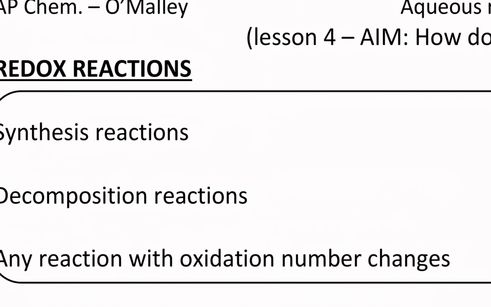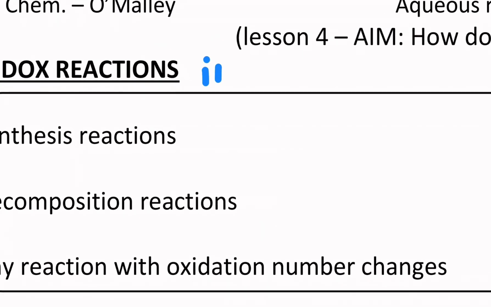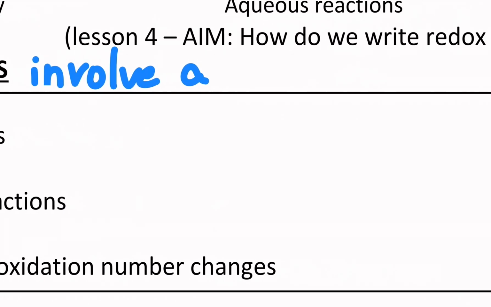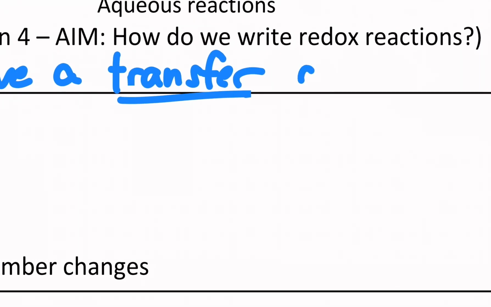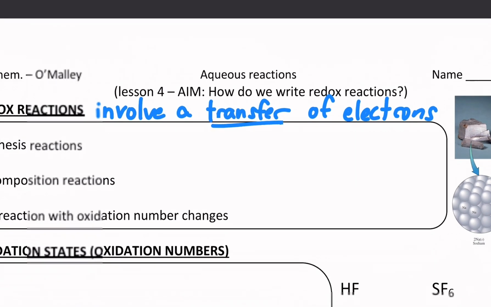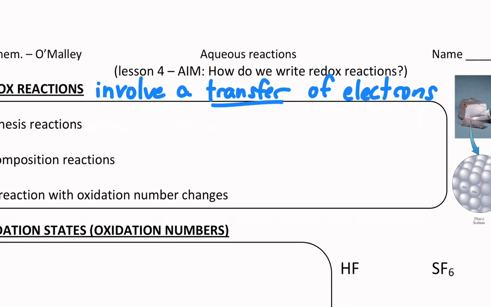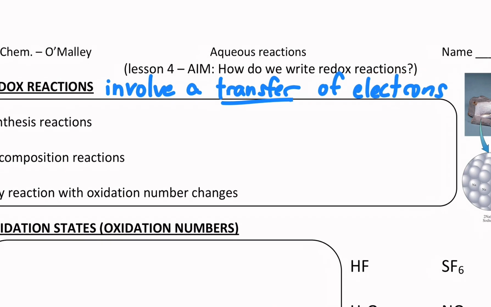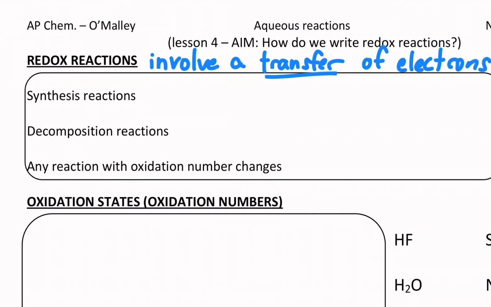They specifically mean that they involve a transfer of electrons. And we're going to study this later on in the year and how we use redox reactions to actually create electricity because of that electron transfer. For now, we're just going to look at how we write them and how we work with their stoichiometry.